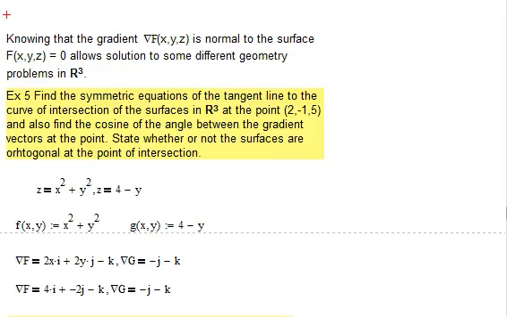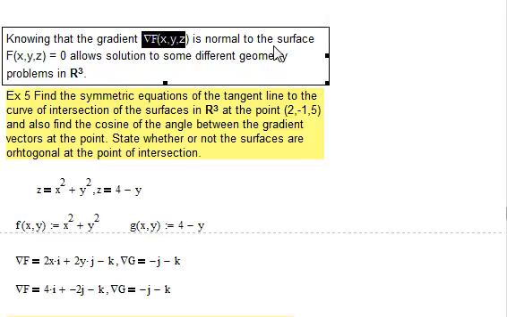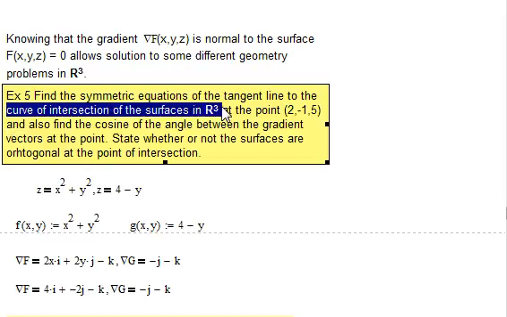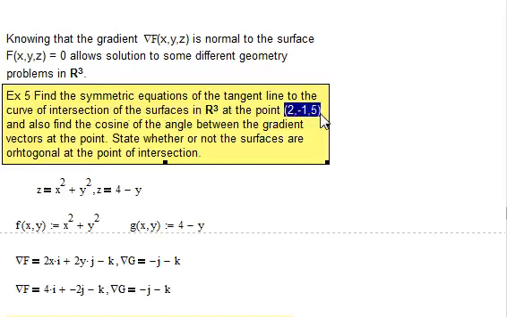Alright, it turns out that since we know that the gradient vector del f of x, y, z is normal to the surface f of x, y, z equals 0, that allows us an easy way to solve some different geometry problems in three-dimensional space. For example, find the symmetric equations of a tangent line to the curve of intersection of the surfaces in R cubed that are given below at the point x is 2, y is -1, z is 5. And also find the cosine of the angle between the gradient vectors at that point.